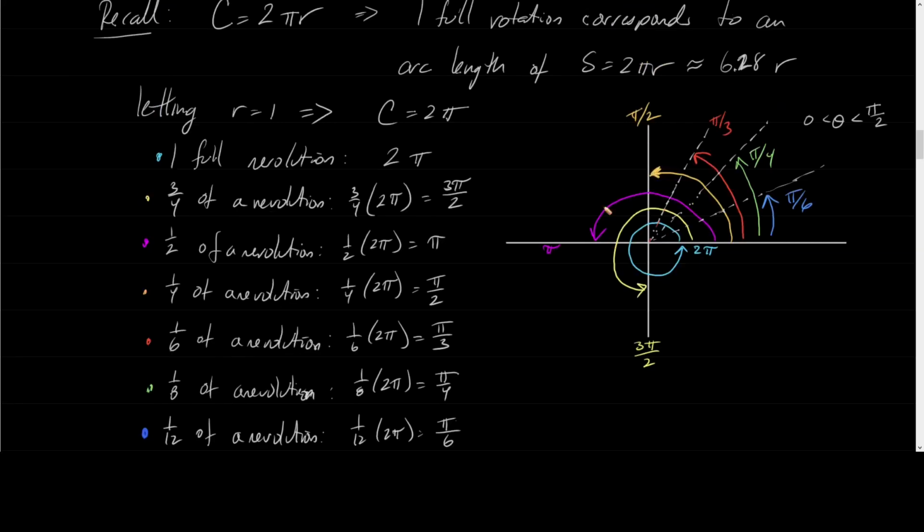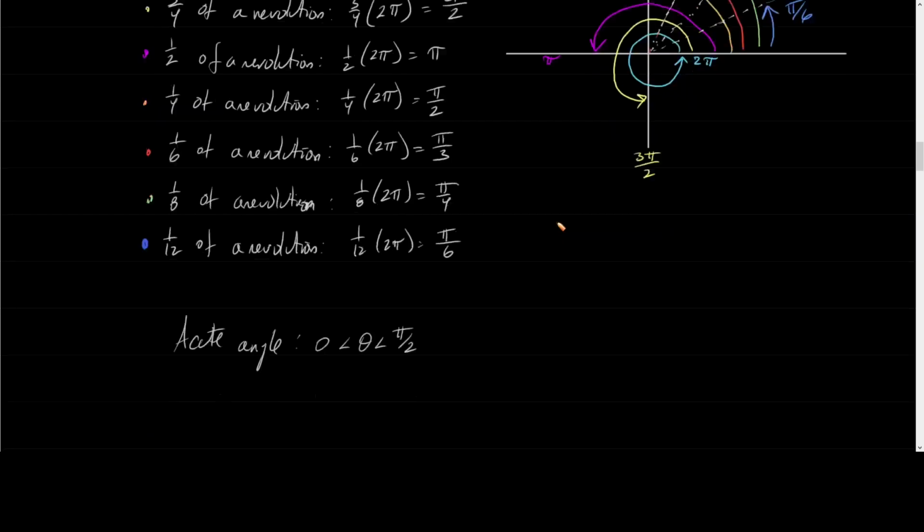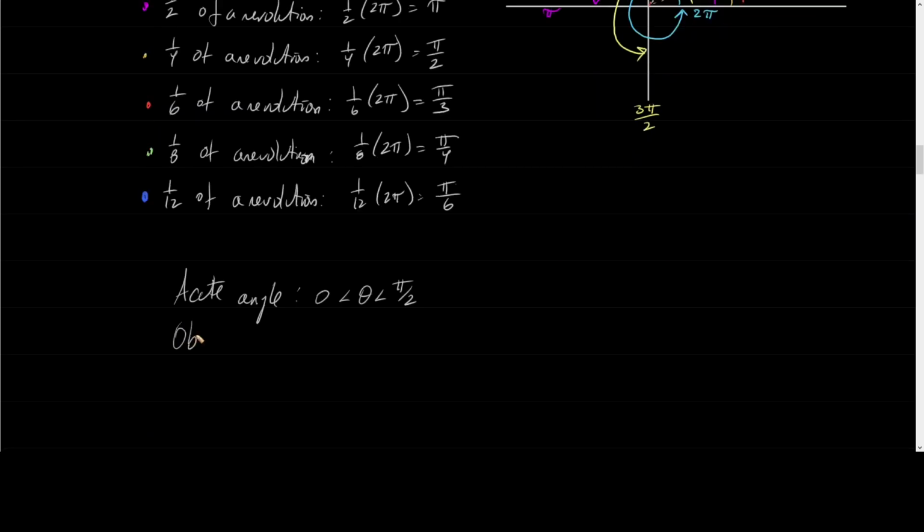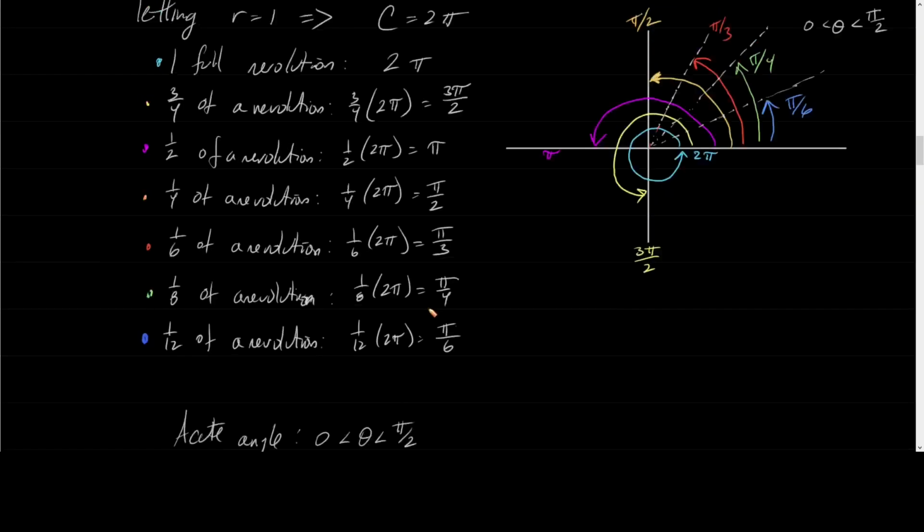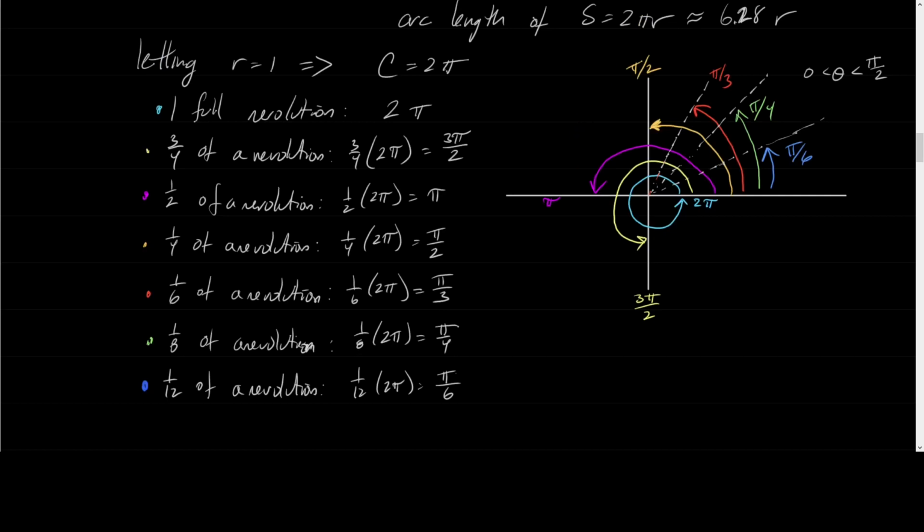All the angles that fall into the second quadrant would be between pi over 2 and pi. Those are called obtuse angles. And again, this is when we have them in standard position. So all the angles between pi over 2 and pi are obtuse angles. That's everything that falls in the second quadrant.